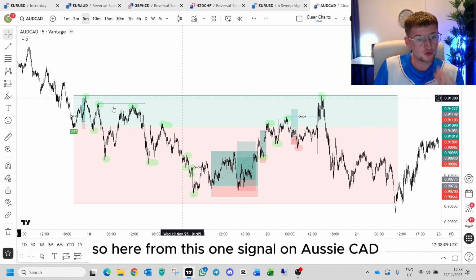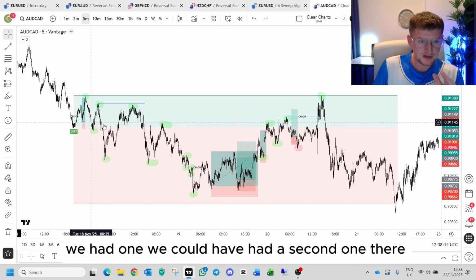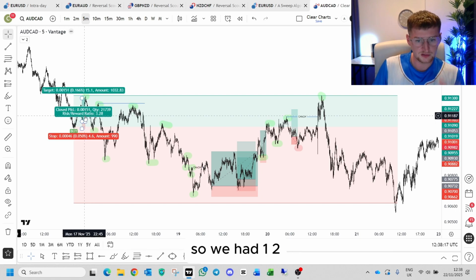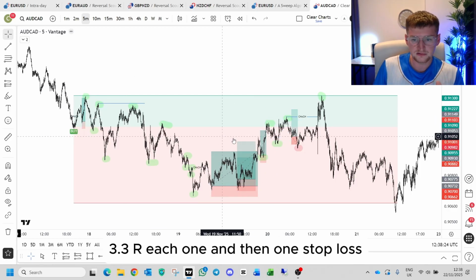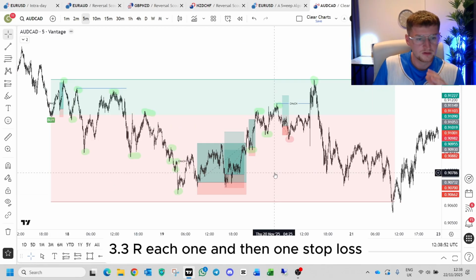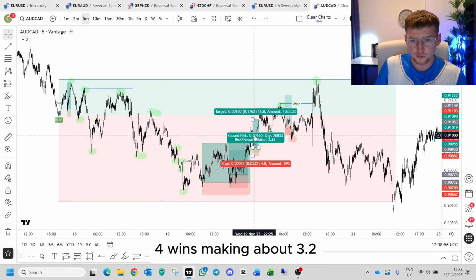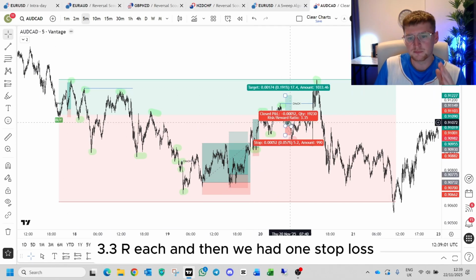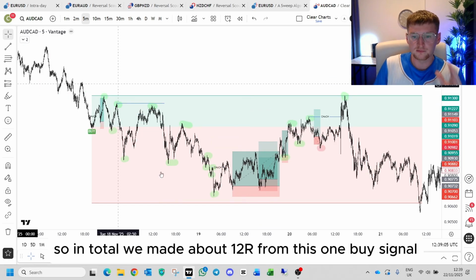So from this one signal on Aussie CAD, we could have had a second one there, but the RR wasn't above 2.5, so we didn't take it. So we had 1, 2, 3, 4 winning trades, all making about 3.2, 3.3 R each, and then one stop loss. So in total, we made about 12 R from this one buy signal.